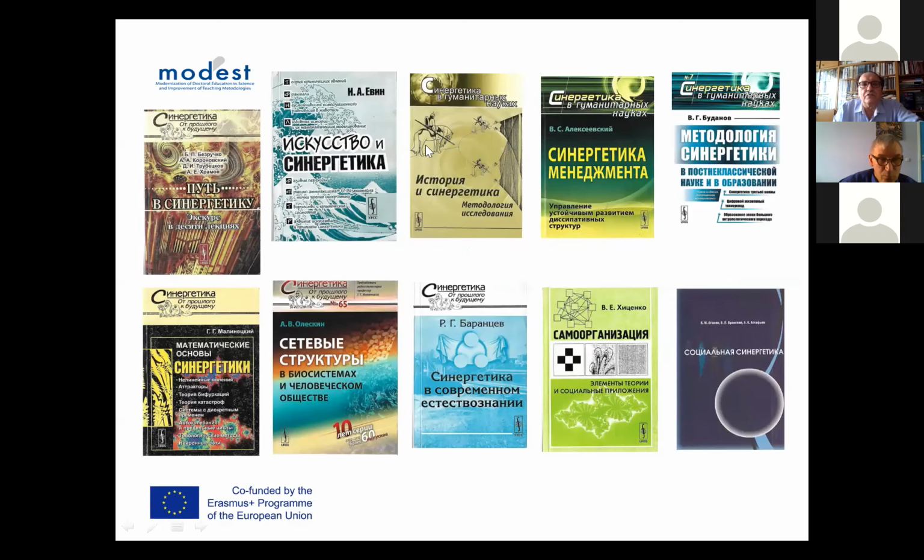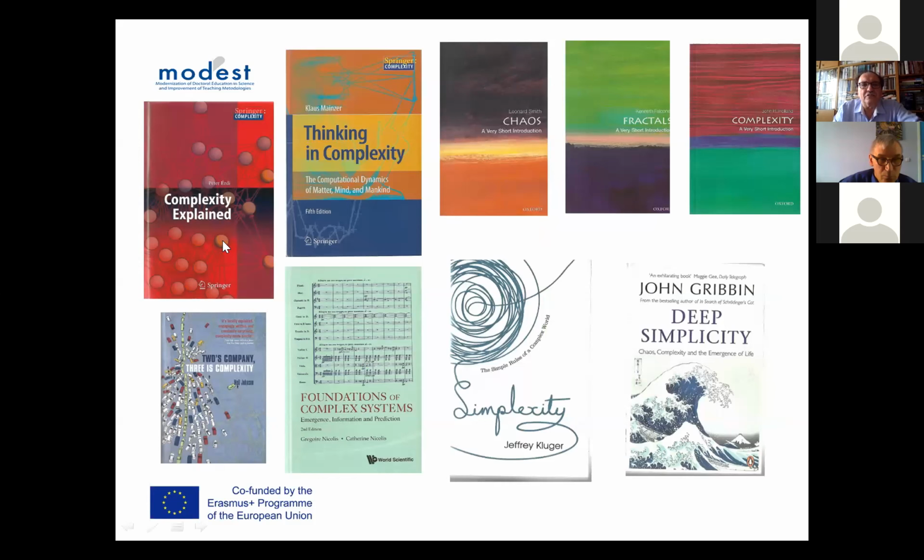I would like to show you that already there are zillions of books on complexity. For example, in the post-Soviet area, it is called mainly synergetics. So you have history, management, education, social synergetics, biosystems, and so on. It is not only a problem of the post-Soviet region, because there are also some excellent books of different levels, starting from popular books to very serious monographs concerning this complexity approach.